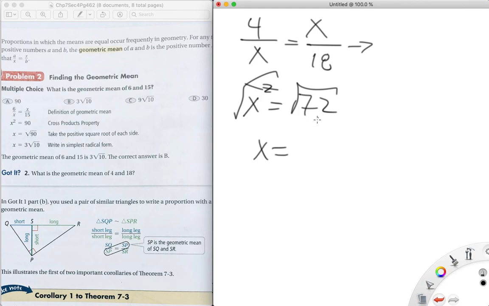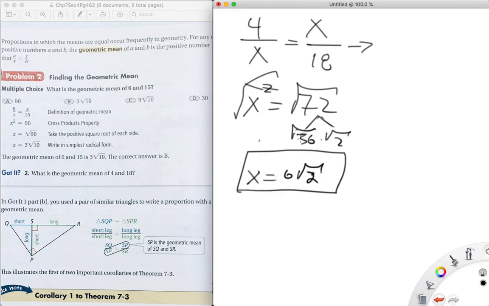I could pull out a 9 here, 9 times 8. The square root of 9 is 3. Let me make this bigger. Alright, so 9 times 8 equals 72, so I can pull those out and square root it. The square root of 9 is 3. Actually, I can pull this out as 4 times 2. So I could have pulled this out as 36 times 2. So let's change that. 36 times 2. Square root of 36 is 6. And the answer would be 6 square root of 2. So we try to pull out the perfect squares to get that.